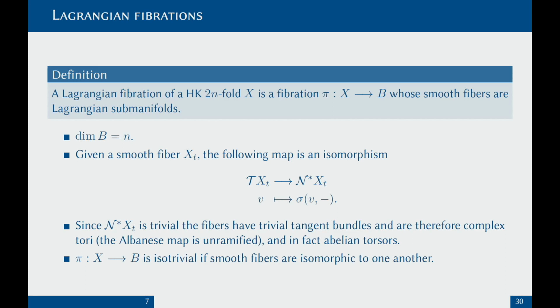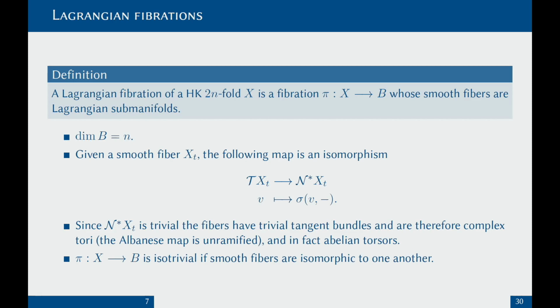All right, so what are Lagrangian fibrations? As I told you, they're analogs of elliptic fibrations of K3 surfaces. So a Lagrangian fibration is a fibration, a morphism with connected fibers, from a hyper-Kähler manifold to a variety such that the smooth fibers are Lagrangian submanifolds. Lagrangian submanifold means that the holomorphic symplectic form restricts to 0, and that they're maximal dimensional such that it restricts to 0. So in particular, the dimension of the fiber is going to be half the dimension. The dimension of the base is also going to be half the dimension.